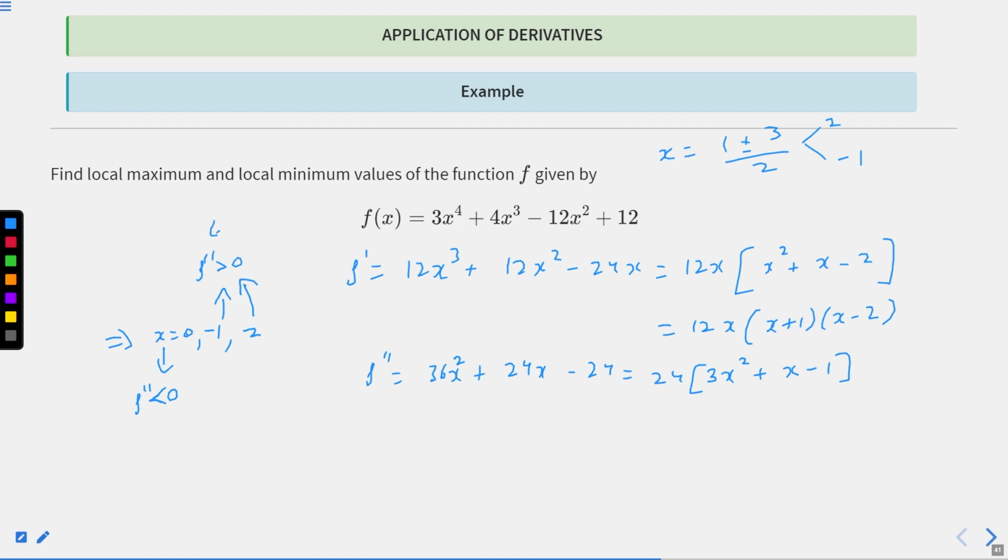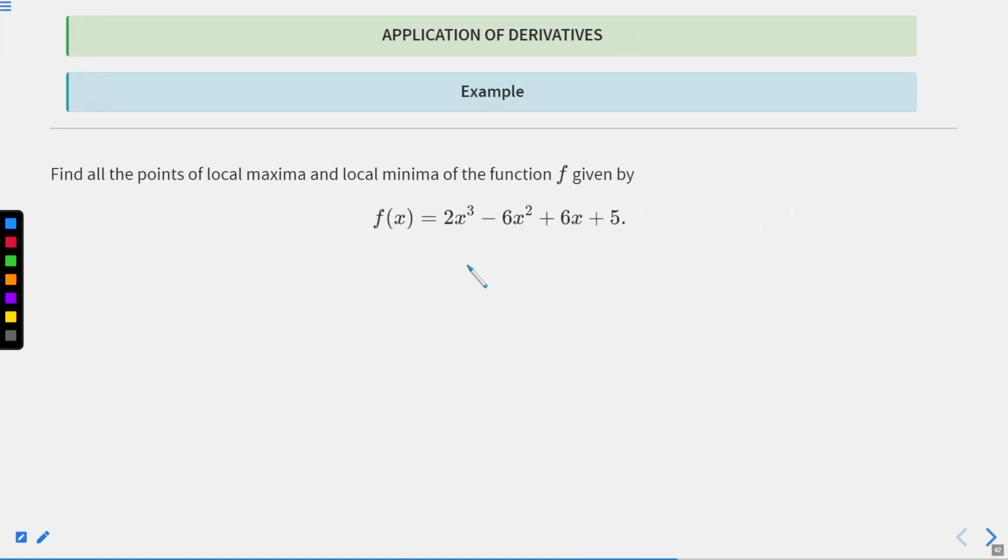So this means local minimum. Okay, and here local maximum. So f of 0 will be your local maximum. F of minus 1 and f of 2 will be your local minimum. Clear? I hope that it is clear how we use the second order test, second derivative test. Okay, simple. Okay, let us move next.